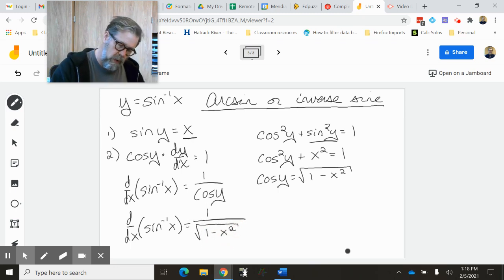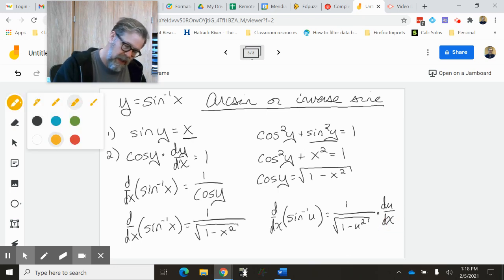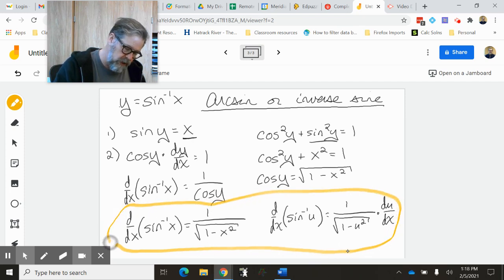So very quickly, let's extend that to the derivative with respect to x of arc sine of some function of x, u. It's going to be equal to 1 over the square root of 1 minus u squared times the derivative of u with respect to x, using the chain rule. We're going to highlight both those equations, and then we'll do a quick example, and then we'll be done. This is going to be a quick video.